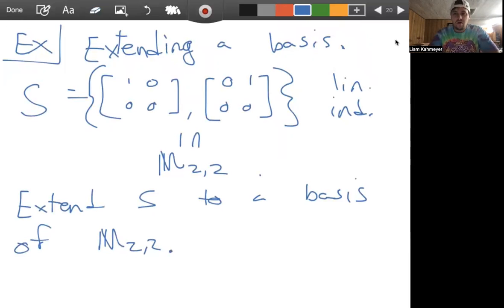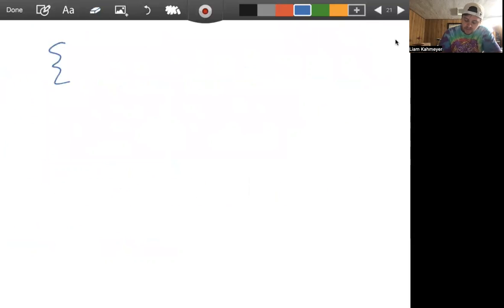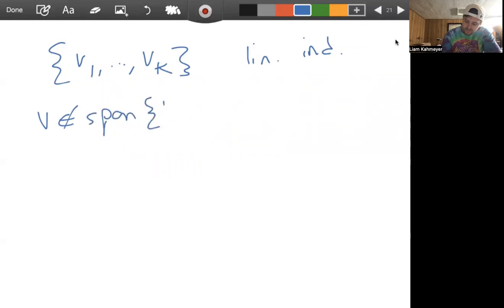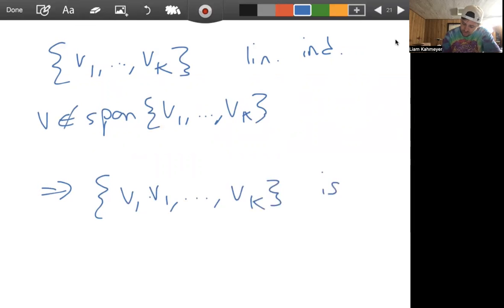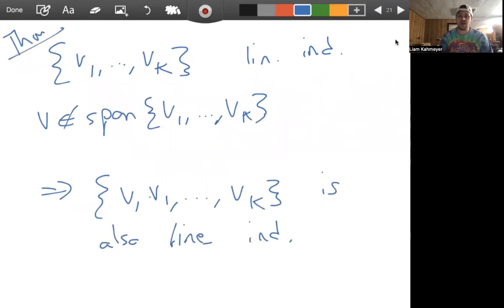Remember, we had this following theorem a while back. We proved it a few videos ago, I think. What you have is a collection of vectors, let's say V1 through VK. This is a linearly independent set. And then if V is not in the span of V1 through VK, then if you add V to this collection, this is also linearly independent, right? So what we're doing here, we're using this theorem. This is some theorem that we stated and proved.